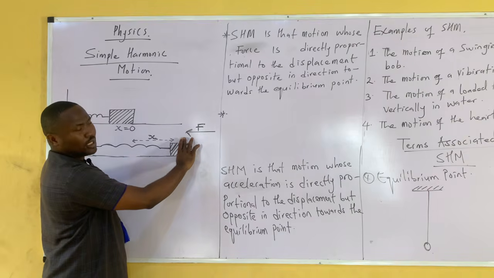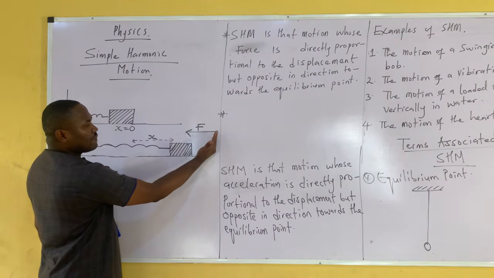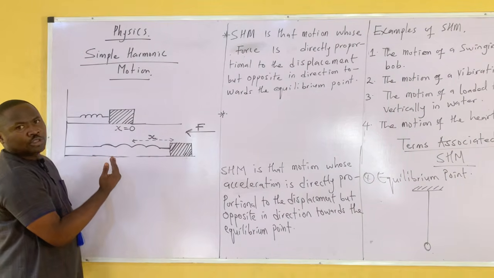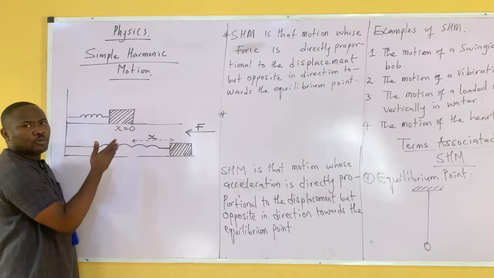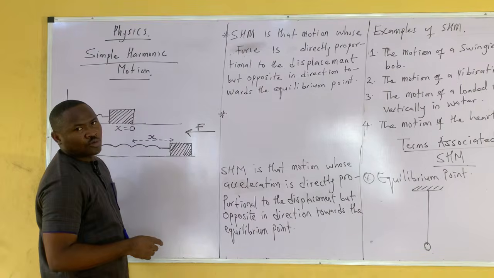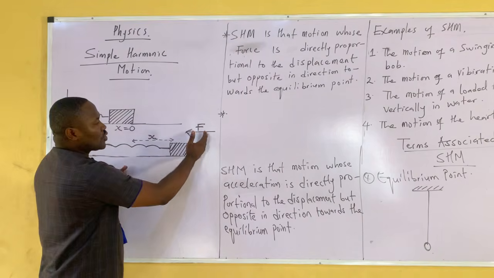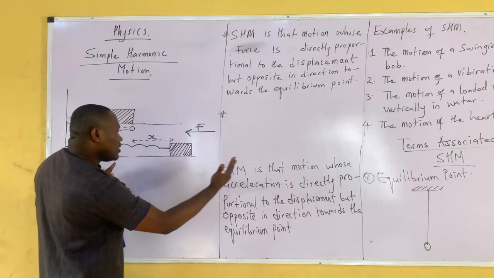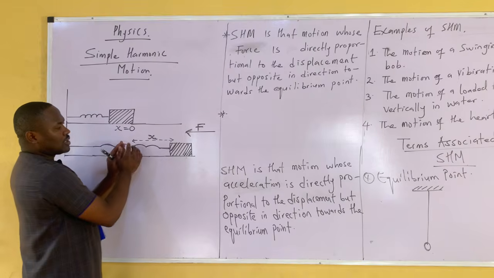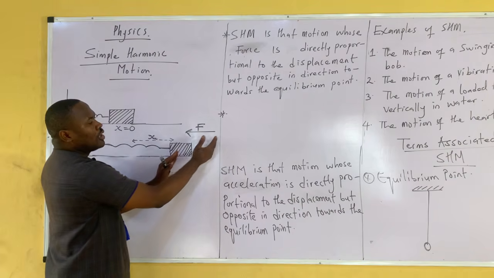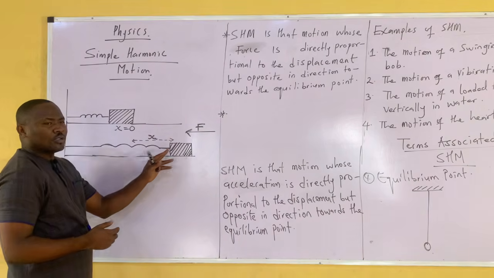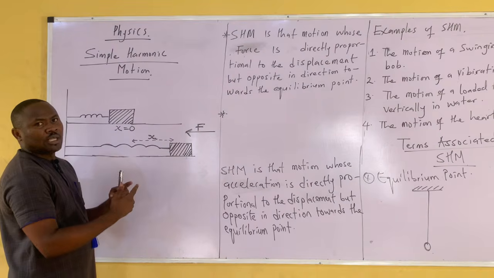On leaving the block here, there was a force that tends to pull the block or the spring back towards the equilibrium point where it was before. This force is called a restoration force. So a restoration force is that force that brings the object back towards the equilibrium point. Remember, displacement was in this direction. The restoration force was in the opposite direction. So the force and the displacement are not in the same direction.